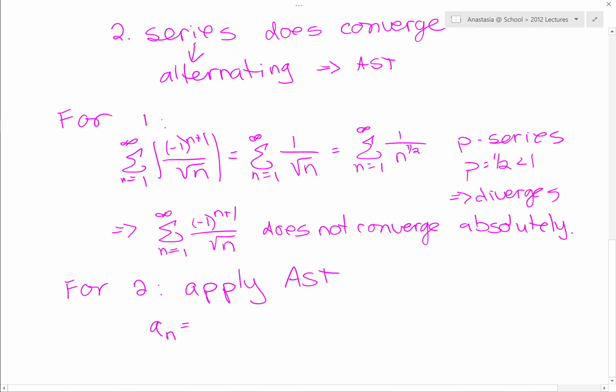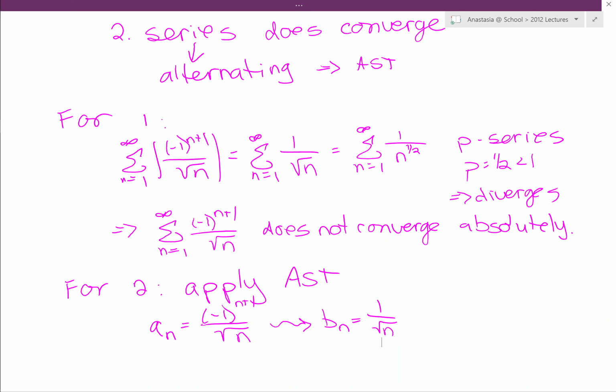So in other words, we're going to take a_n, which is the entire thing, negative 1 to the n plus 1 over the square root of n. If we just drop off that alternating piece, then we pick up the magnitude of the terms, and this is what we look at for the alternating series test. So b_n is 1 over the square root of n.